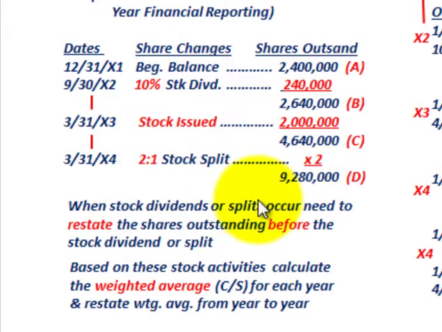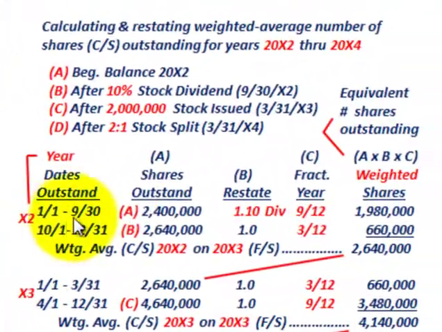Okay, so what we have to deal with, when we have those stock dividends or stock splits, when they occur, we're going to need to restate the shares outstanding before the stock dividend or the stock split, and we'll look at that. We're going to have to restate whatever we had up until those stock splits or stock dividends. They have to be adjusted accordingly. Now, based on these stock activities, we're going to calculate the weighted average of common stock for each year, and we're also going to have to restate the weighted average from year to year. Okay, so let's go up and look at our example here.